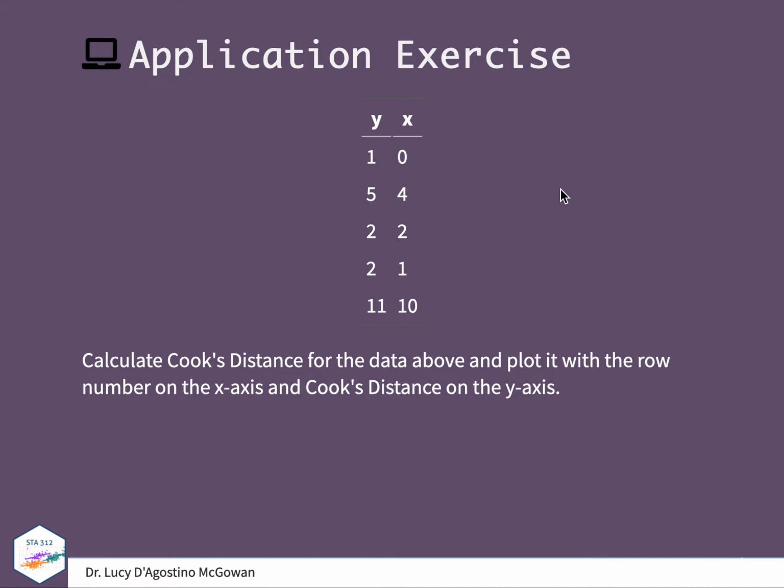All right, so for a final application exercise, what I want you to do is calculate Cook's distance for the data above, and then I want you to plot it with the row number on the x-axis and Cook's distance on the y-axis. So on the x-axis, you're just going to have 1, 2, 3, 4, 5 for each of these x's. And then on the y-axis, I want you to plot Cook's distance.